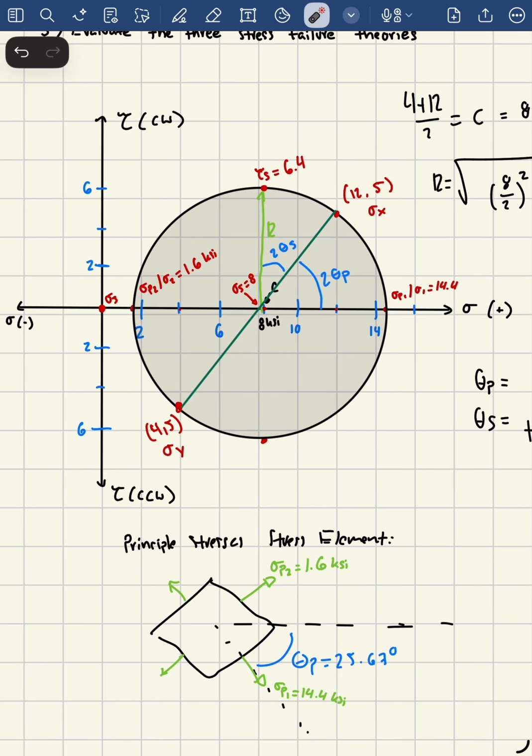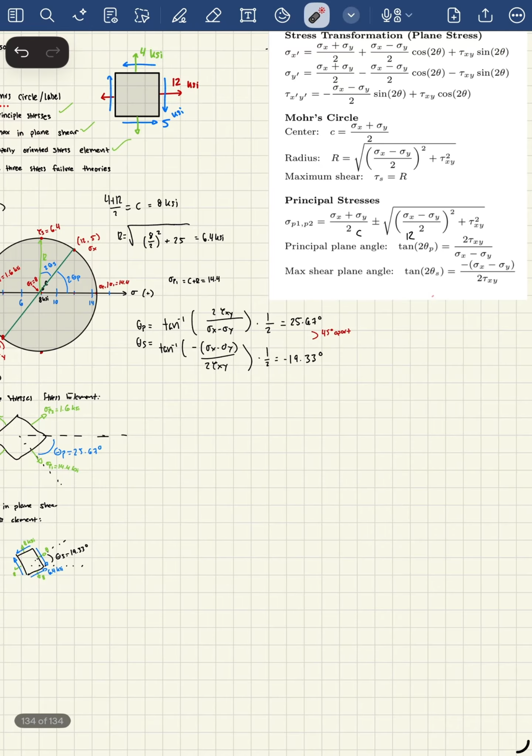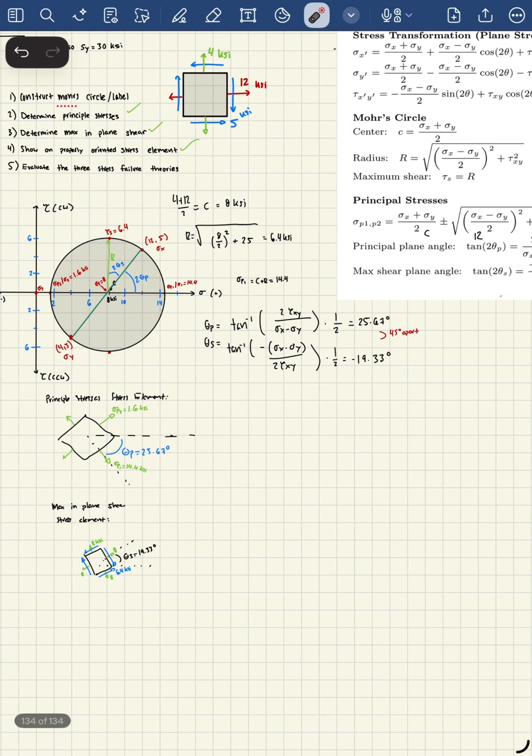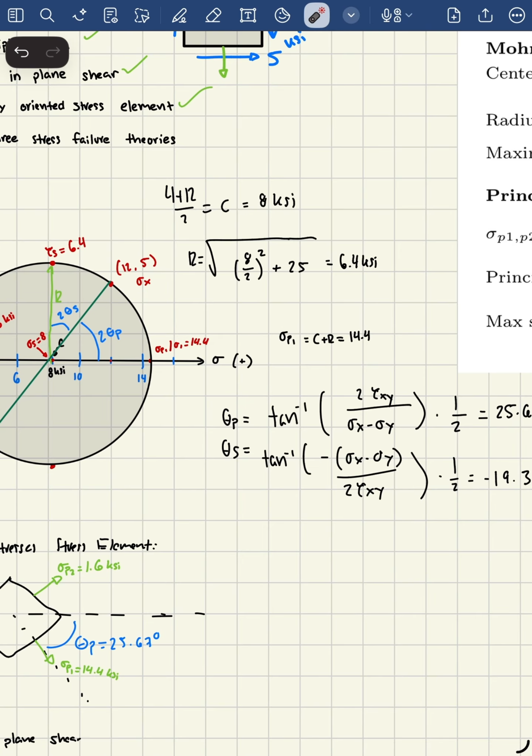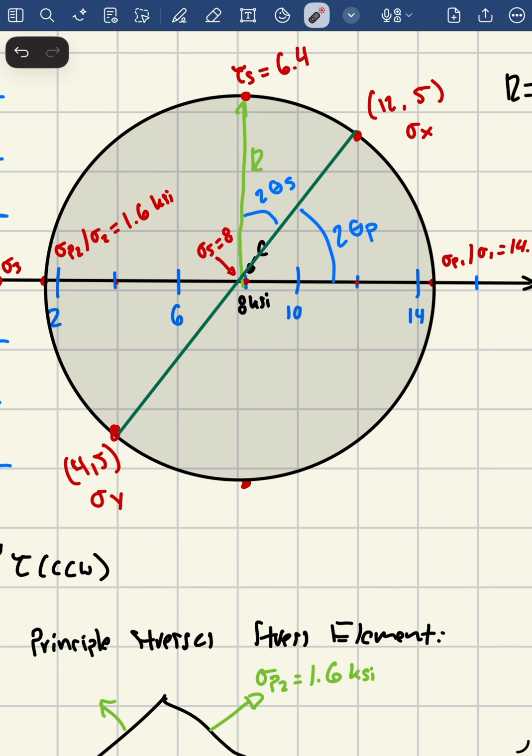To begin on Mohr's circle, you first have to find the center. These equations I have over here are going to help, and they should most likely be given to you. It's going to be sigma x plus sigma y divided by 2, which is just 4 plus 12 divided by 2, which is just going to equal 8 ksi. That is why I drew the center here at 8 ksi.